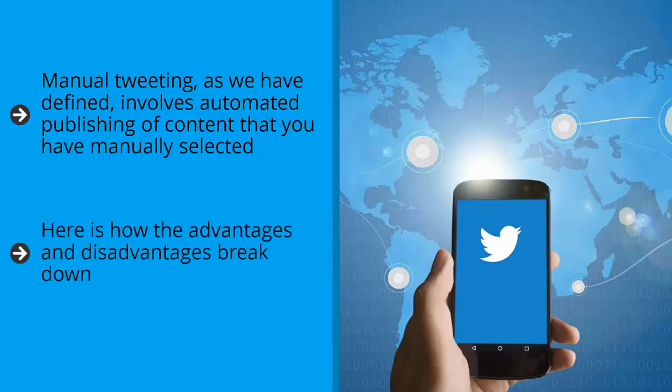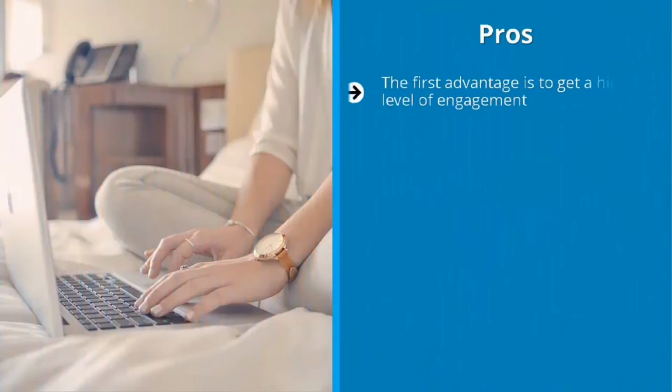Here is how the advantages and disadvantages break down. Pros. The first advantage is to get a higher level of engagement. You actually get to say to these people what you think. You get to interact with what they have to say. Maybe they're critical about your idea, so you explain your position to them. You give them a counter-argument. You ask for examples, or you rebut what they have to say.